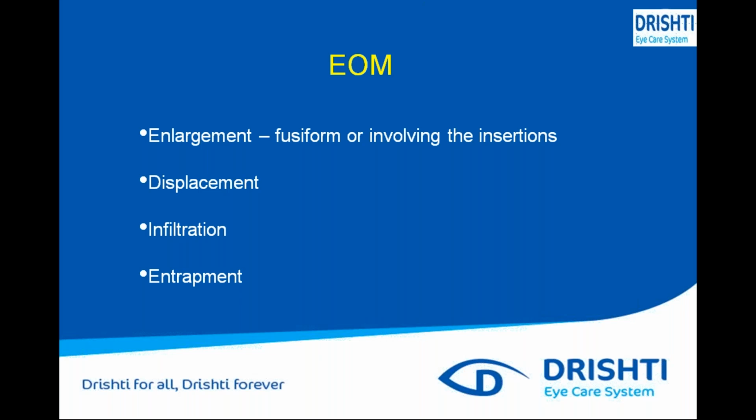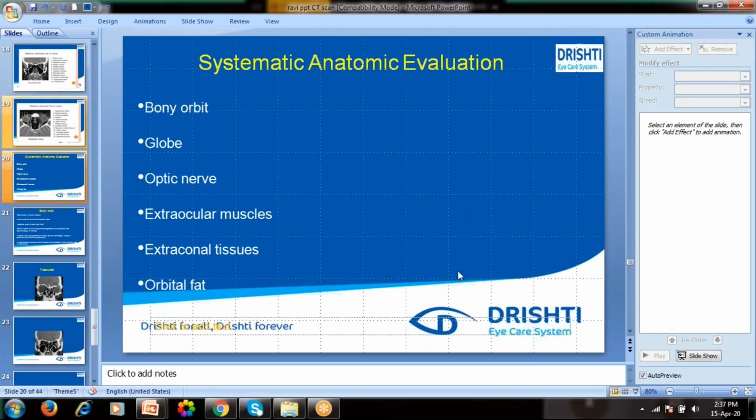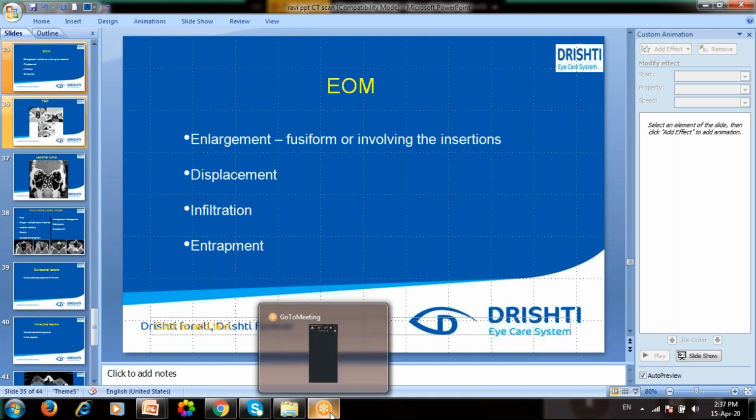Yes, sir, I guess we have one question. Gautam is asking what should be considered clinically in various CT scans, on coronal and axial views. Sorry, the voice is not clear. What should be considered while doing the CT, sir, on different views?